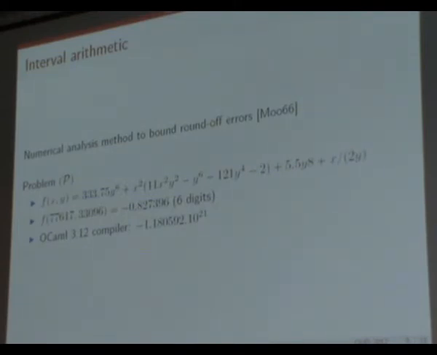F is a polynomial function of two variables. If we want to compute this evaluation, this is the exact value. If we compute it with the OCaml compiler, we obtain this value, which is far from the exact value. So hence the necessity to introduce interval arithmetic to bound rounding errors.